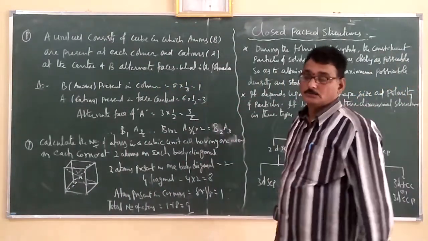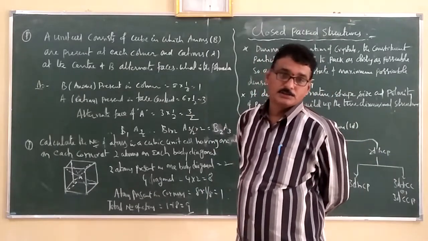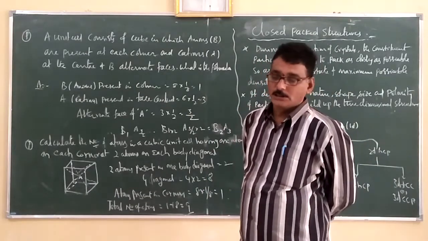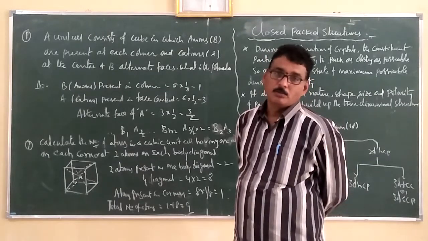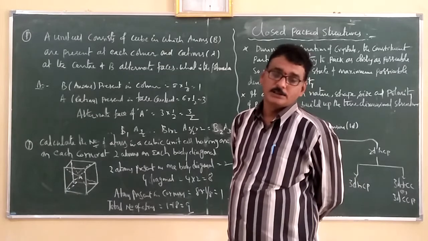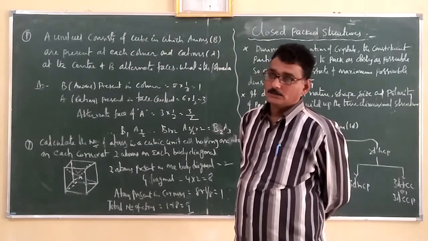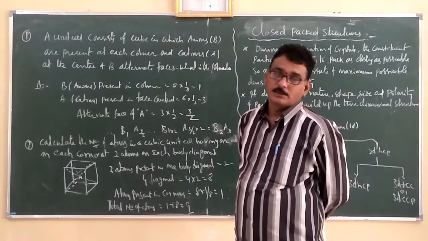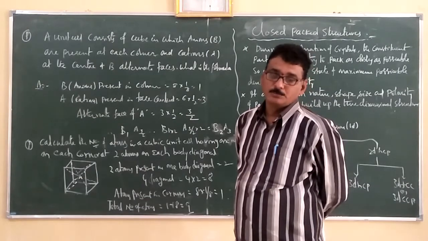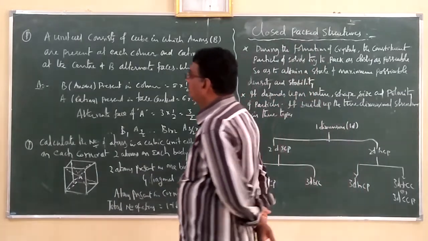Last class we discussed the problems based on the number of units for the simple or primitive unit cell, the body-centered cubic unit cell, and also the face-centered cubic unit cell. So, last two problems. After that we are going to the close packed structures. That is today's first problem.